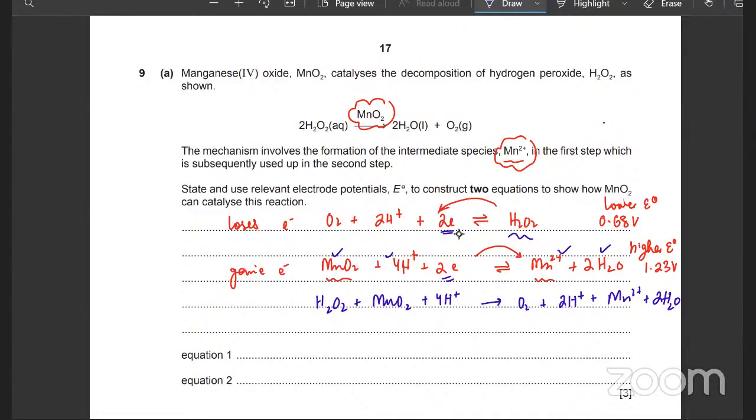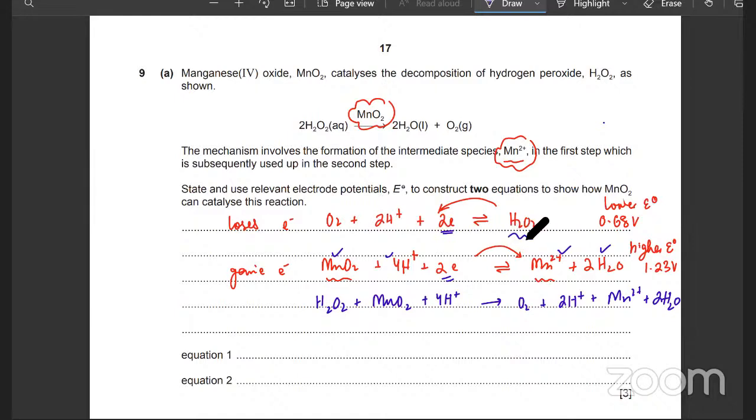Sir, and what? Yes. We're taking H2O2 on the reactant side because it's losing electrons. I mean, this reaction is going in the backward direction. Remember, lower potential always loses electrons. Whenever you have a lower potential, that's why we'll take it on the reactant side, because it's going in the backward direction.